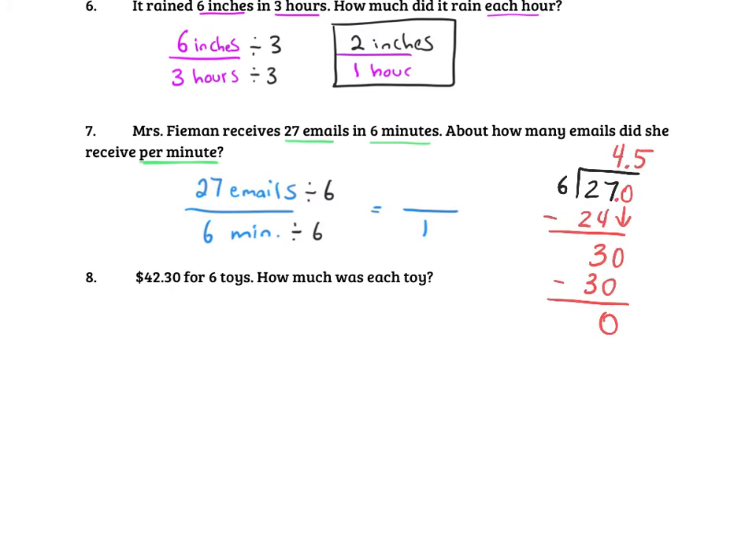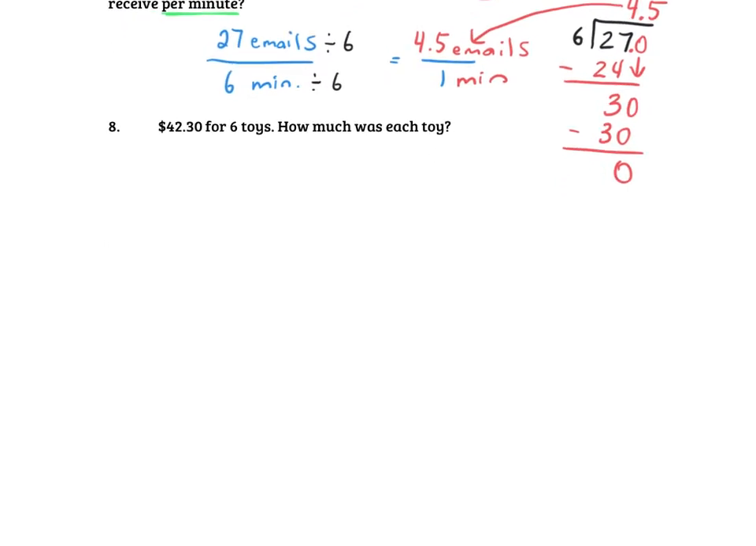When you divided, you should have gotten 4.5. I got 4.5 emails per every 1 minute. And notice it says about, right? All right, let's check my next one.